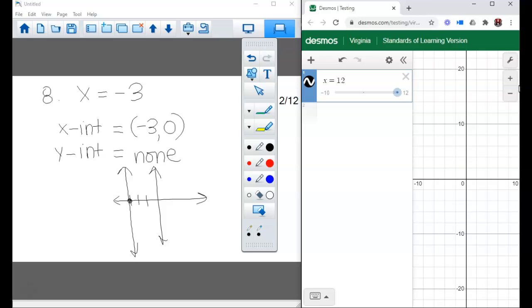Alright, so that is graphing linear equations using your calculator. If you have any difficulties with that at all or any questions about it at all, then please let me know.